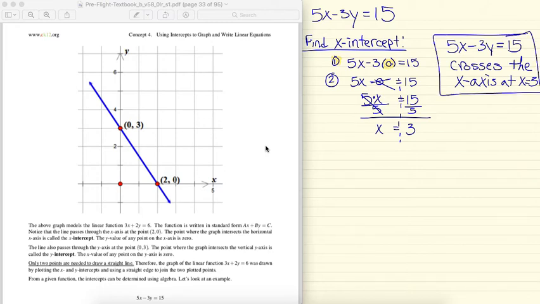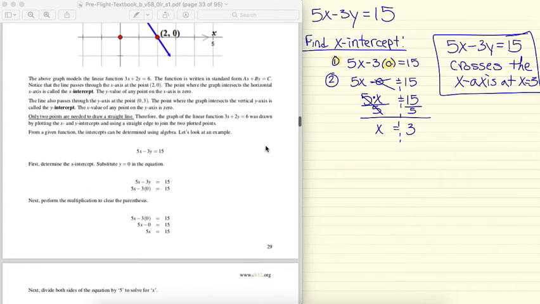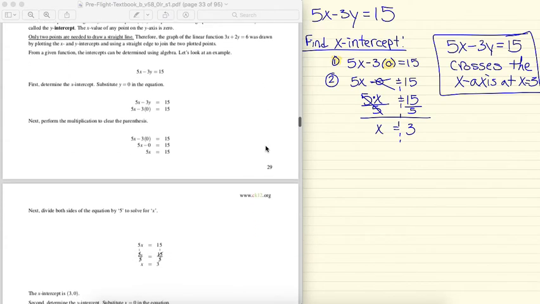You could have also just said x-intercept is x equals 3. You could have written it as an ordered pair, which is more often what your textbook does, which would have been 3, 0. But it really doesn't make a difference. It all means the same thing. And so you can see here's their work of going through that process as well. Now we're going to find the y-intercept.